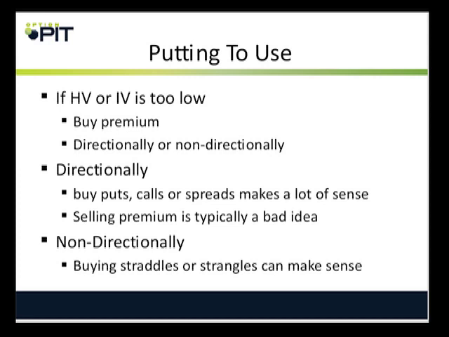If HV or IV is too low, buying premium, directionally or non-directionally, makes sense. Directionally, buy puts, calls, spreads. Selling premium is a bad idea, and non-directionally, buying straddles and strangles can make sense.